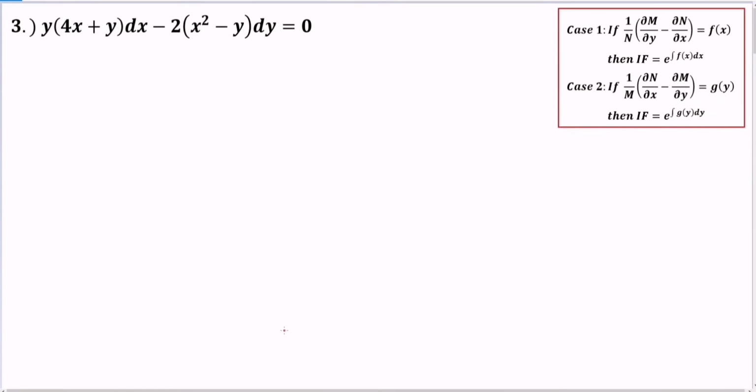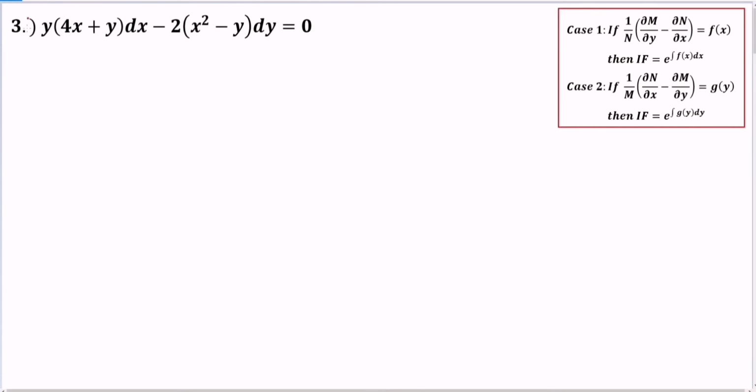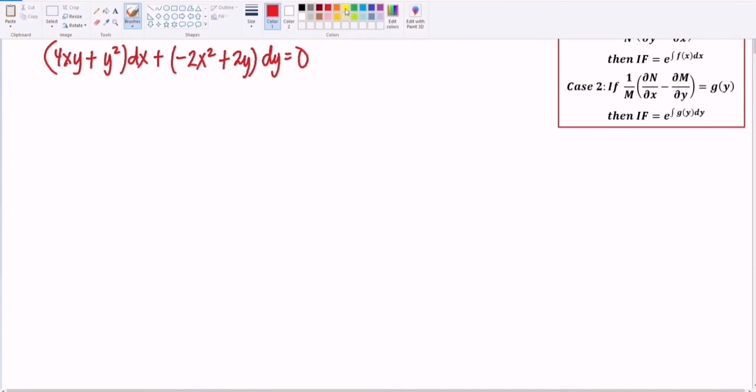So, let's have y multiplied by 4x plus y dx minus 2 multiplied by x squared minus y dy is equal to 0. So, again, i-distribute muna natin to. So, magiging y times 4x, 4xy plus y times y, y squared, dx. And then, distribute natin yung negative 2. Gawin na lang natin itong plus, guys, para hindi tayo malito. Tapos, isama nyo yung sign sa distribution. So, negative 2 times x squared, negative 2x squared. Negative 2 times negative y is positive 2y, dy equals 0.